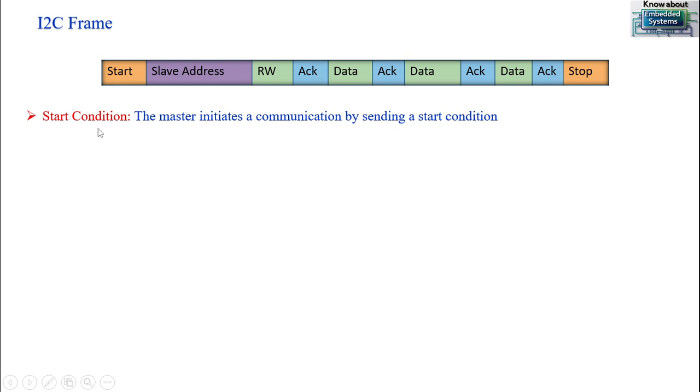This is a very simple I2C frame, very easy to remember, and we will understand each of its fields. The first one is the start condition. Who will initiate the start condition? The start condition will be initiated by the master before starting any data. This start condition will always be an active low signal, by sending 0. The master will send a 0, or active low signal, as the start of communication.